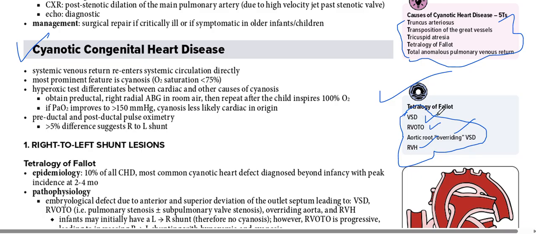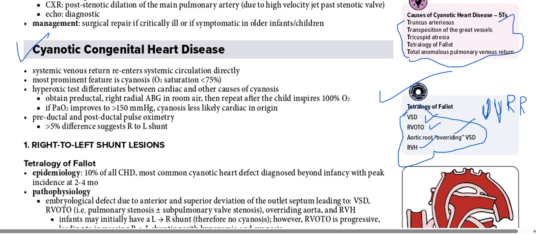So first is ventricular septal defect and overriding of aorta, aortic root overriding the ventricular septal defect, 2V's. Two things are related to V's and 2R's. Tetralogy of Fallot has 1V VSD, 1V overriding of aorta over the ventricular septal defect, and 2Rs. 1R is right ventricular outflow tract obstruction, and the other R is right ventricular hypertrophy. So basically, it's not U, it's V. 2V and 2Rs. Okay, so this is called tetralogy of Fallot.